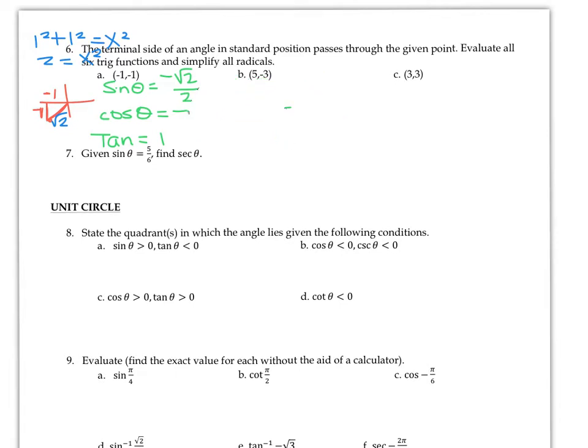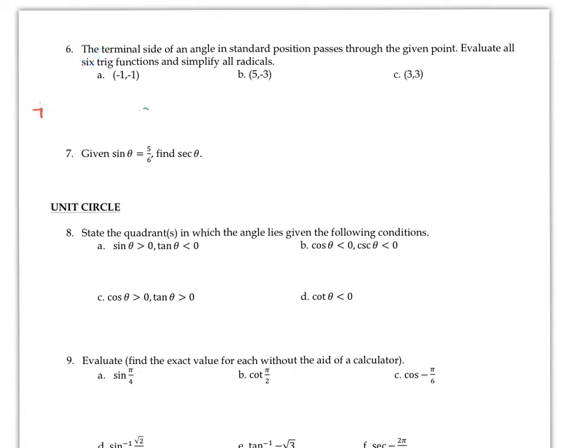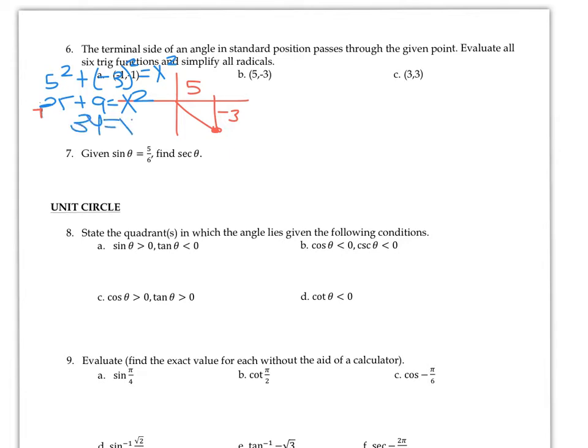Let's do letter B. Letter B says I have to go 5, negative 3, so that's down here somewhere. So you go over 5, down 3. I have to do the Pythagorean theorem to find the hypotenuse. So 5 squared plus negative 3 squared equals x squared. So 25 plus 9 equals x squared. 25 plus 9 is 34, so x is the square root of 34.